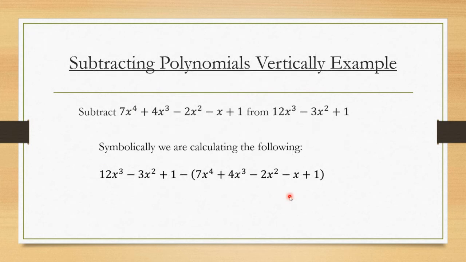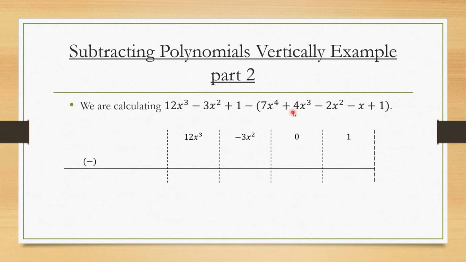Okay. So now I want to show how to subtract vertically. And again, unfortunately, you really can't choose which one is on top. That is because subtracting is not commutative. When I say subtract this polynomial from this one, this is really what we're calculating. We're subtracting the second from the first, taking the second from the first. So again, this is what we're calculating.